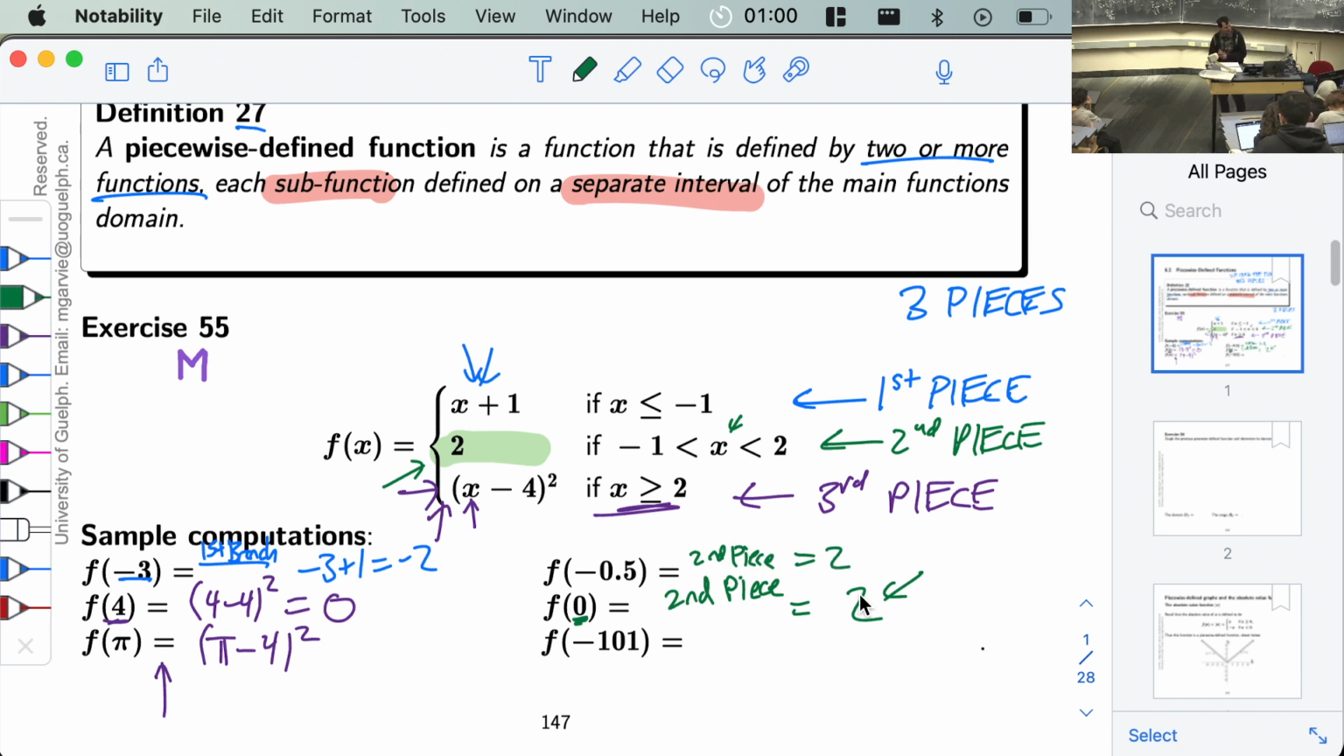Always 2. There's a show that I really like called Silicon Valley where they throw a ball and they say, always 2, always 2. That's this function.